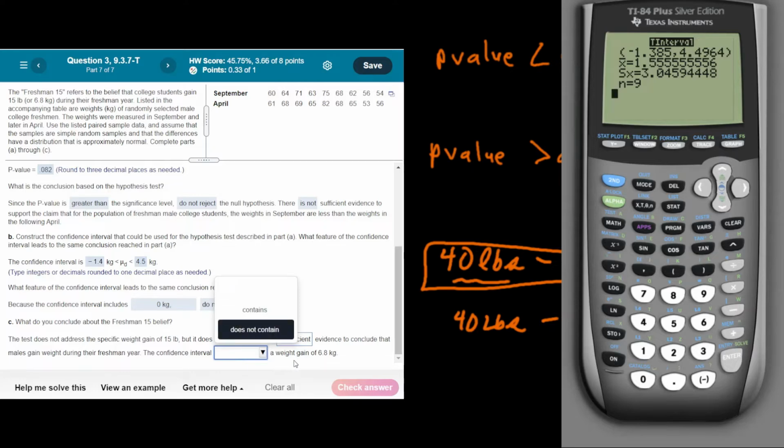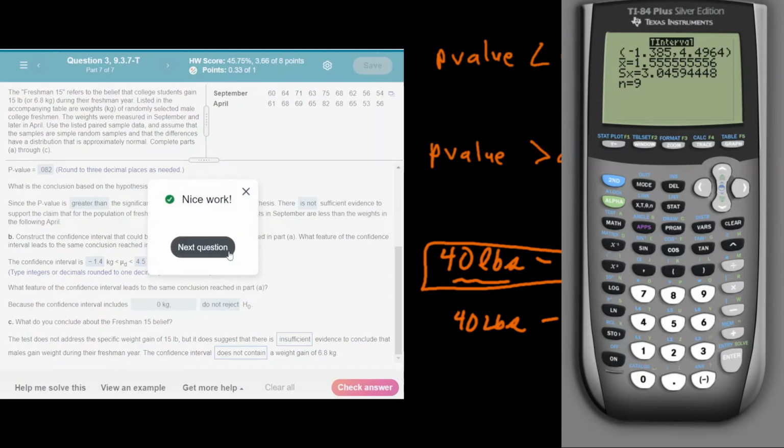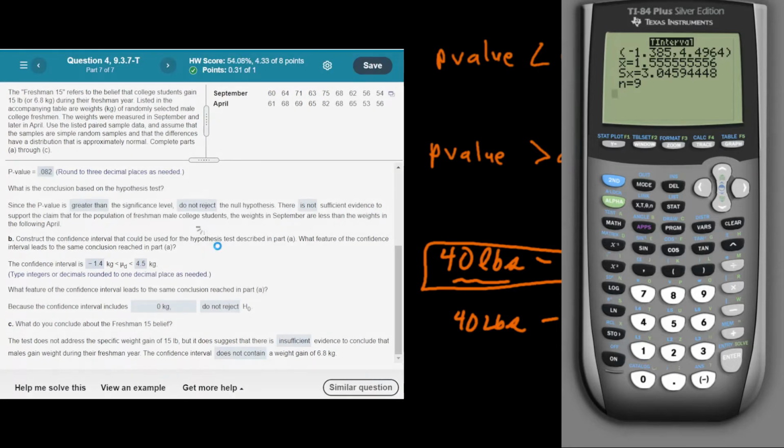So does it contain 6.8 or not? No, it does not. Our confidence interval is between negative 1.4 and 4.5, right? So does it contain 6.8 kg? That is 15 pounds, right? And because they set it up here, it doesn't include it. So yeah, let's just put that down. All right, nice work. All right, next.